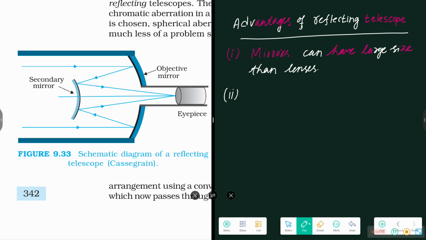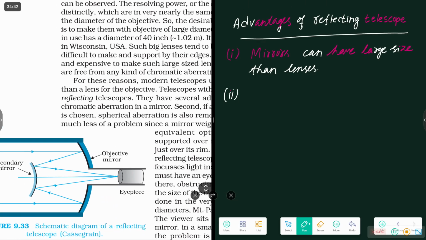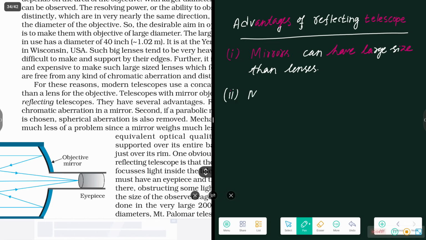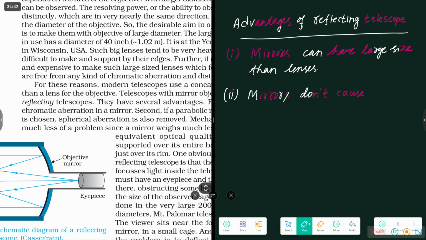Next, mirrors don't cause chromatic aberration. So write that down. Chroma means color. The word chroma comes from color. Chromatic aberration. Mirrors don't cause chromatic aberration.